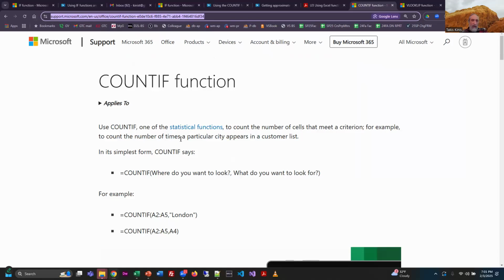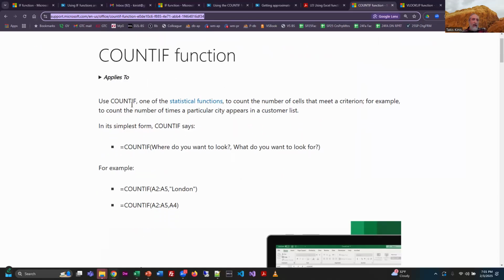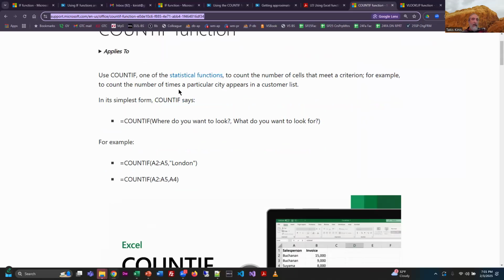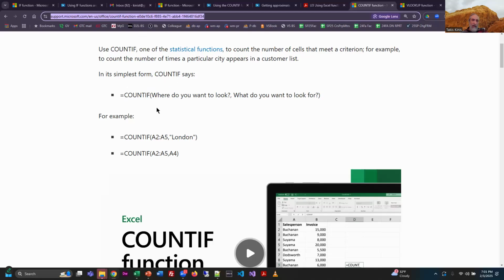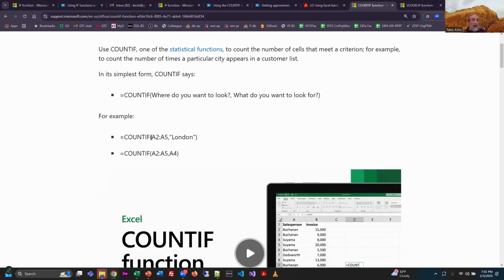I have that one pulled up here. So use COUNTIF, one of the statistical functions, to count the number of cells that meet a criterion. For example, to count the number of times a particular city appears in a customer list, right? In its simplest form, COUNTIF says, where do you want to look? What do you want to look for? And so we're going to look in a range. We're going to look for the word London, or we're looking for what's in A4. That's kind of an example.